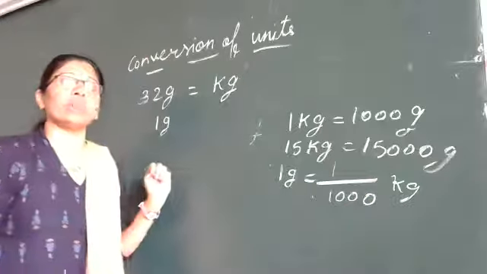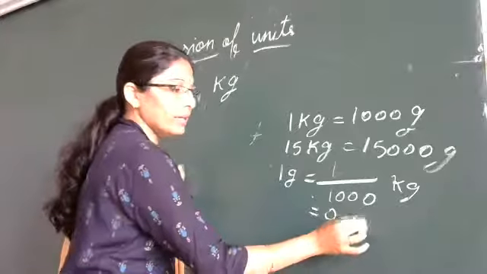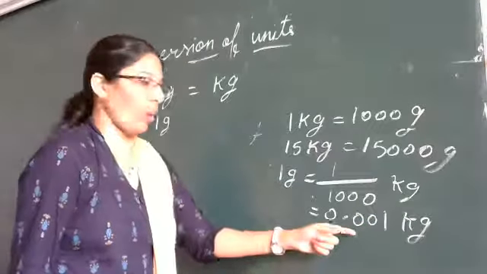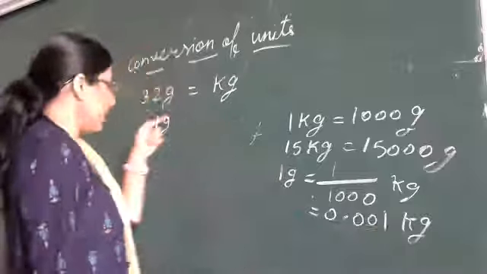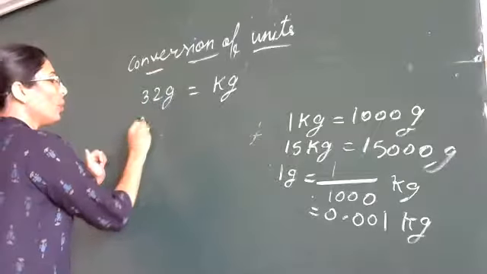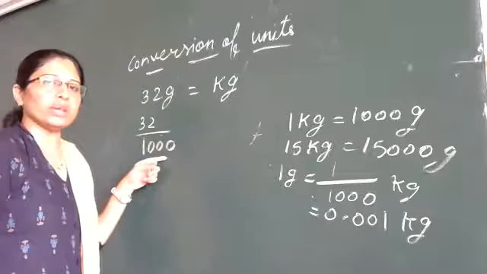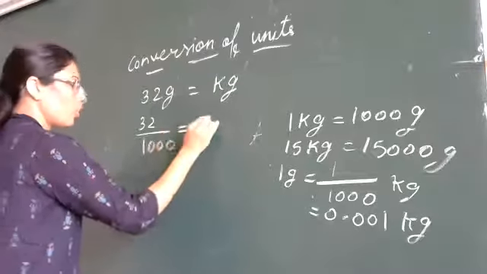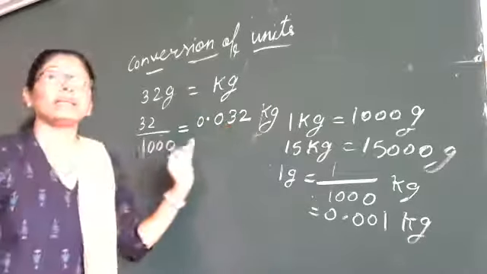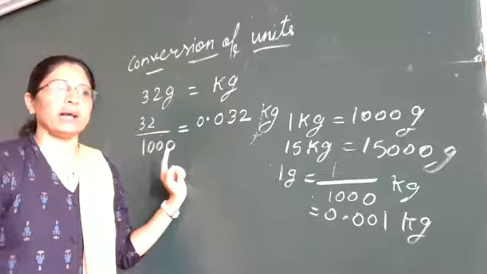So, 1/1000 means how much? 1/1000 means 0.001 kg. So 1 gram is equal to 0.001 kg. Same method here we have to follow. 32 gram is equal to, we have to do 32/1000. So 32/1000 means 0.032 kg. Okay, so like this, we can use the decimals for conversion. This is the first example, understood?